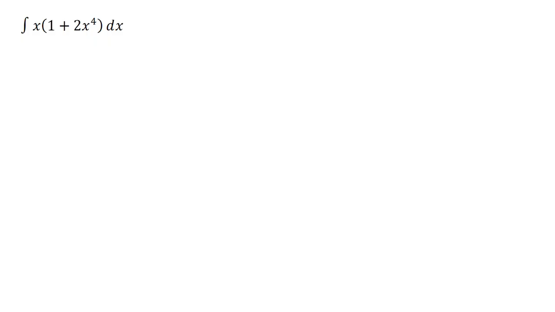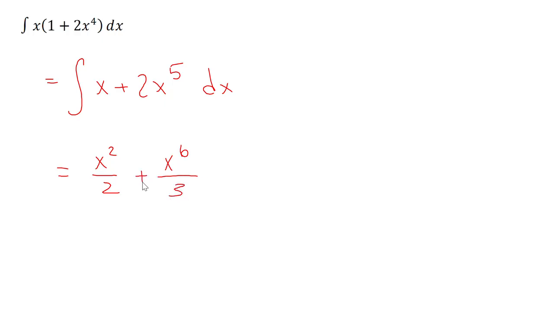Our next one here, we'll want to do the distributing here first of the x into the 1 plus 2x to the fourth. So this is the same as the integral of x plus 2x to the fifth dx. And then now we'll just integrate that. So x should become x squared over 2. And then 2x to the fifth will go up to x to the sixth. And then we'll divide by 6. So 2 over 6 is just 1/3. So we'll have x squared over 2 plus x to the sixth over 3 plus c.